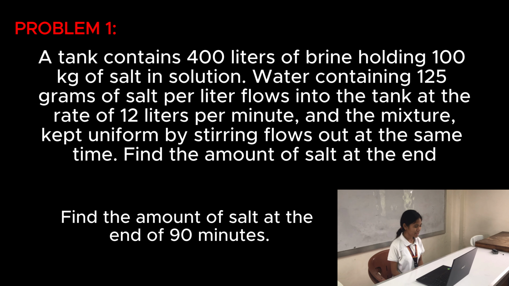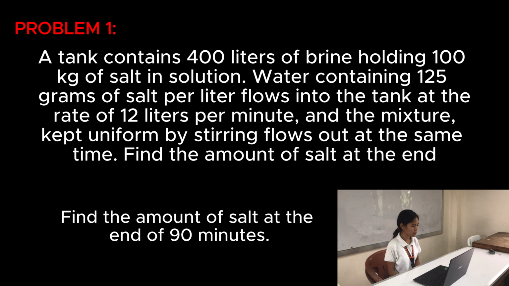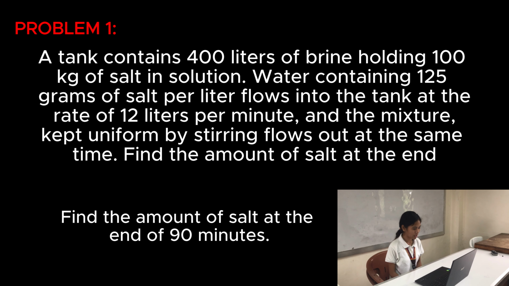A tank contains 400 liters of brine holding 100 kilograms of salt in solution. Water containing 125 grams of salt per liter flows into the tank at the rate of 12 liters per minute, and the mixture, kept uniform by stirring, flows out at the same rate. Find the amount of salt at the end of 90 minutes.